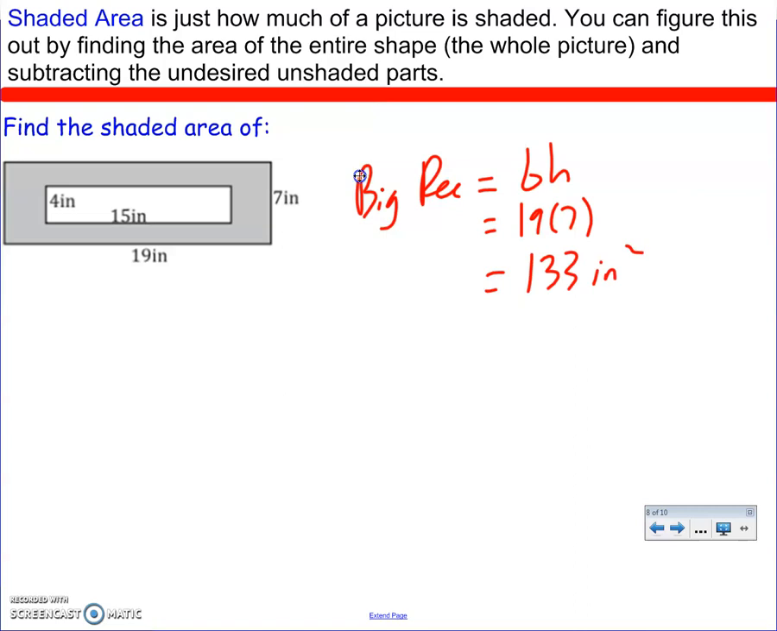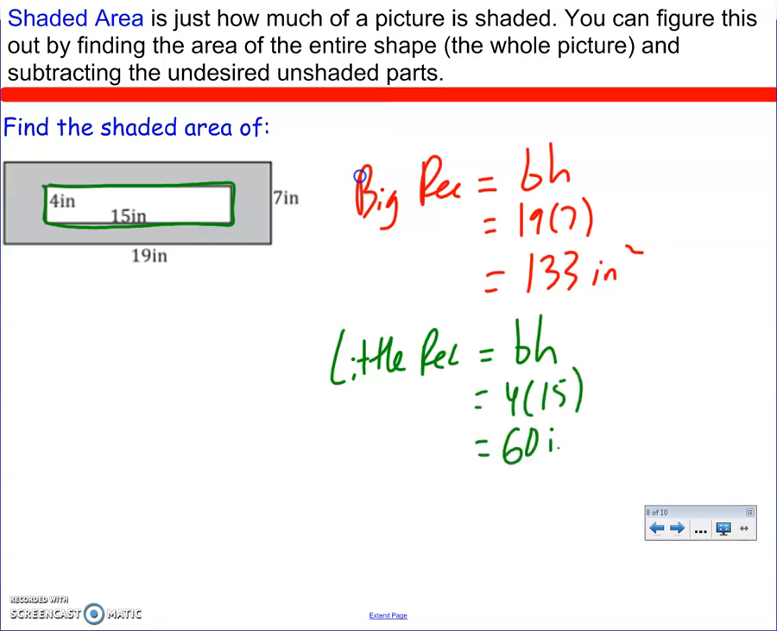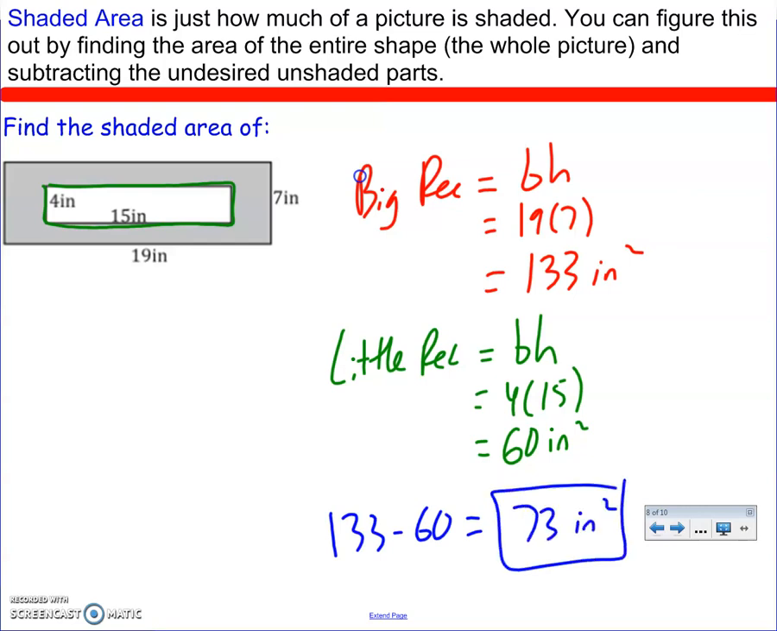But we don't want this middle inside part here. We can get rid of this little rectangle on the inside. So we're going to find the little rectangle. That's still base times height in this case. It is 4 times 15. That's 60 inches squared. You subtract the 2 numbers. So 133 minus 60 gives us 73 inches squared as our shaded spot.